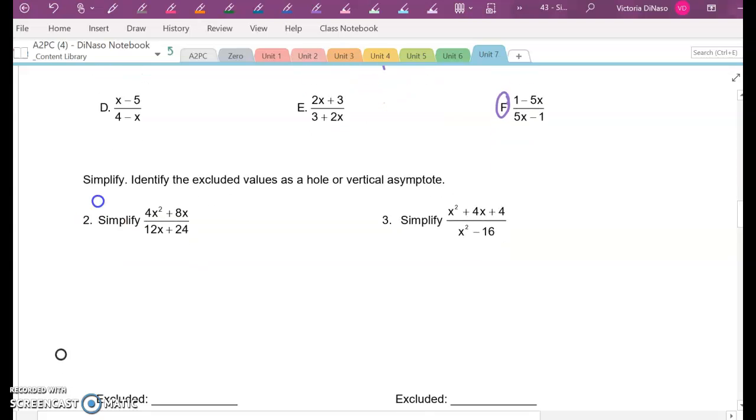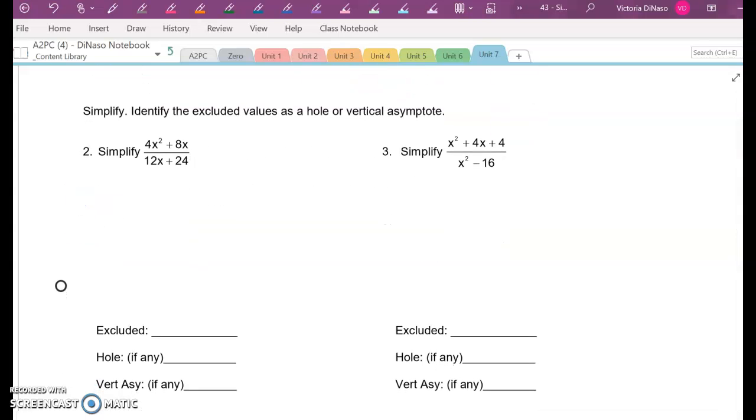Now I'm going to go through all of these examples, and the way that this is written out is exactly how you're going to see it on the assessment. The homework is going to look a little bit different, but the assessment looks just like this. For this number 2, we're going to simplify 4x squared plus 8x divided by 12x plus 24.